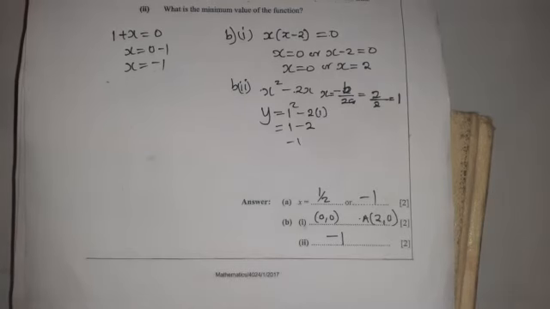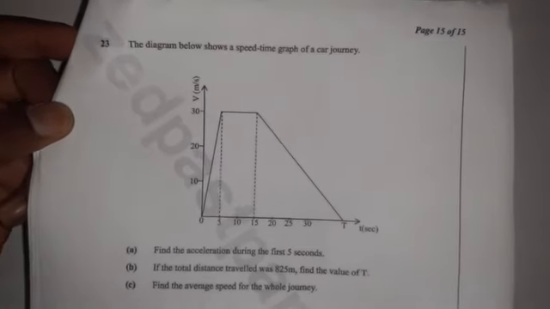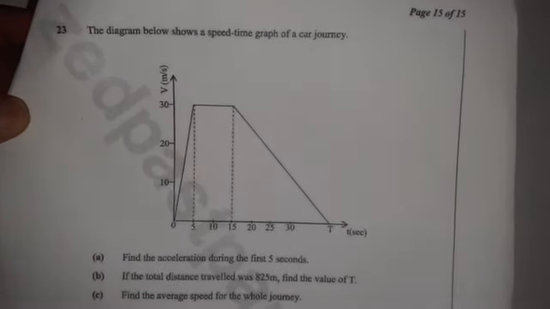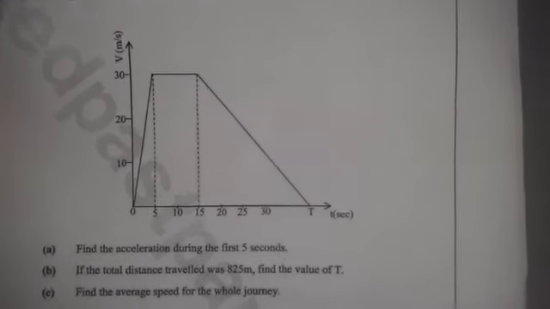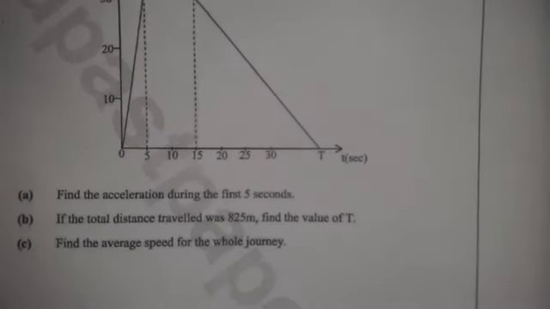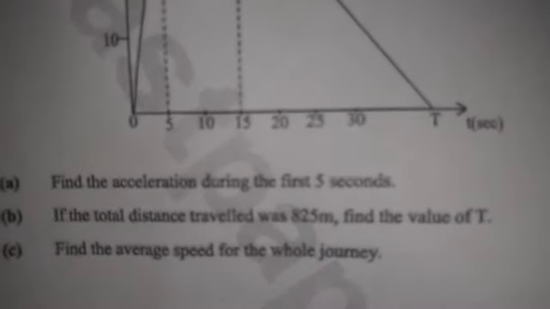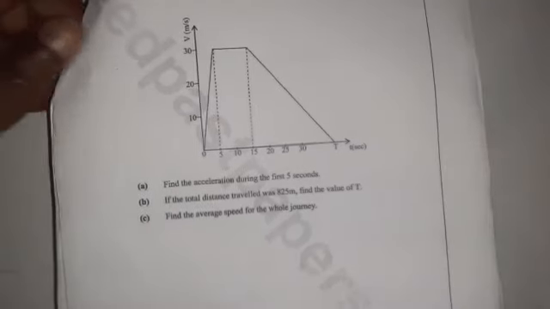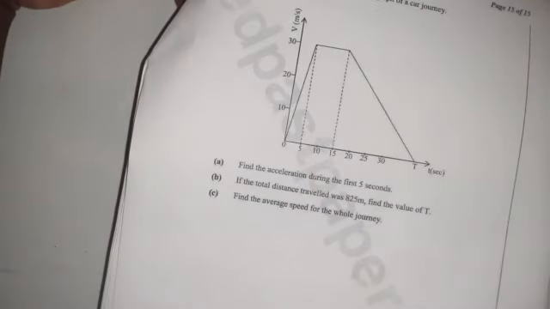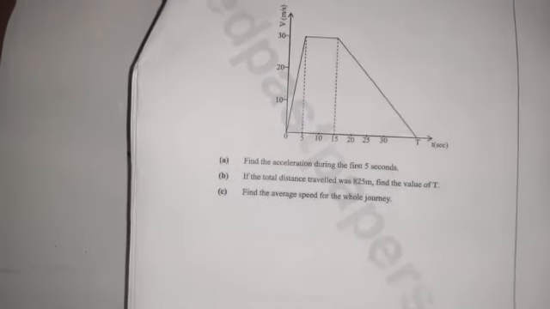Okay, y is equal to negative 1. Question 23, which is the last one, reads, the diagram below shows a speed time graph of a car journey. Okay, this is the diagram, and these are the questions. So the first question says, find the acceleration during the first 5 seconds.